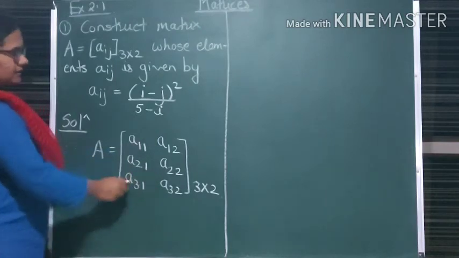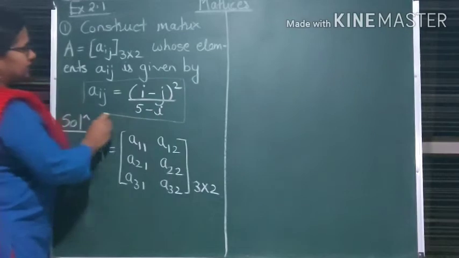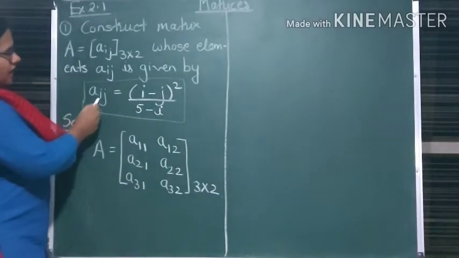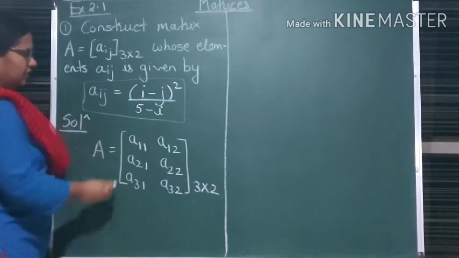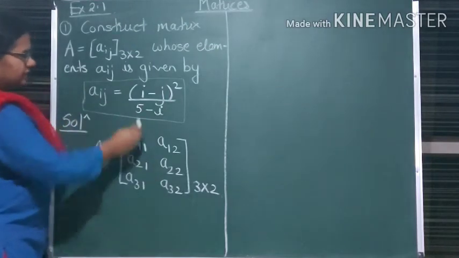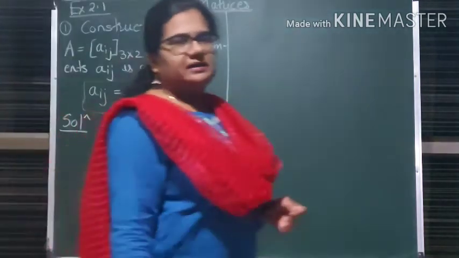Now, how are these 6 elements given? The formula given to you is this. The elements are given by this formula, where i is the row number and j is the column number. So, let us find all these 6 elements by using this formula, and then we can write the matrix A.